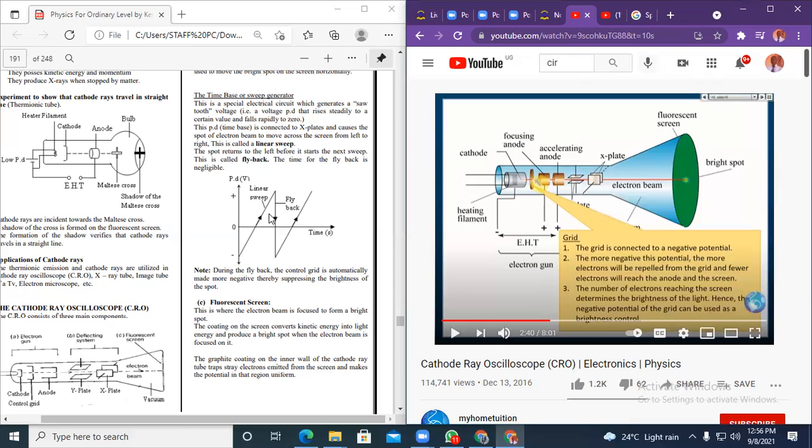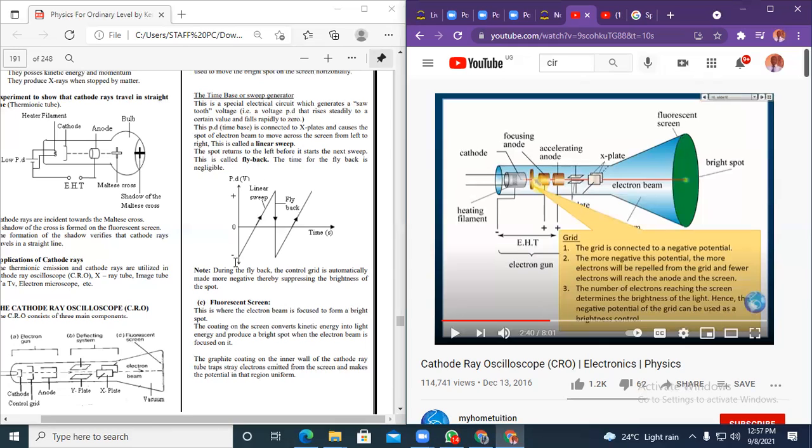When that voltage is being generated, the steady wave that we have, that part is what we call the linear sweep. So the linear sweep is where we have the voltage being generated, and the flyback is where the voltage drops back to zero. They're saying that the spot returns to the left before it starts the next sweep. So it keeps on going and coming like that, from left to right. This is called the flyback.